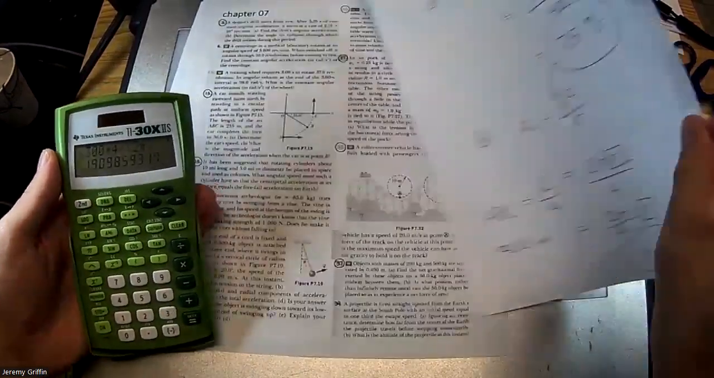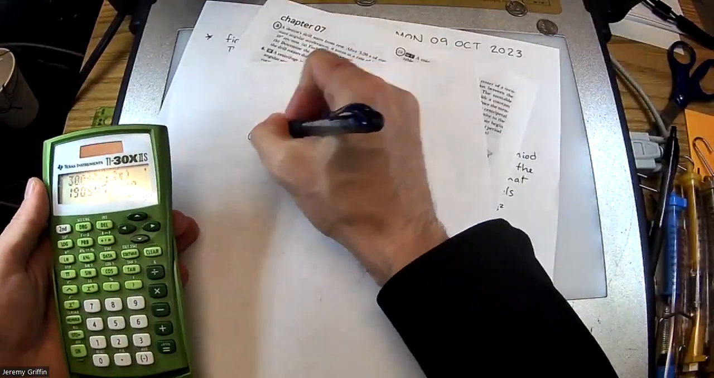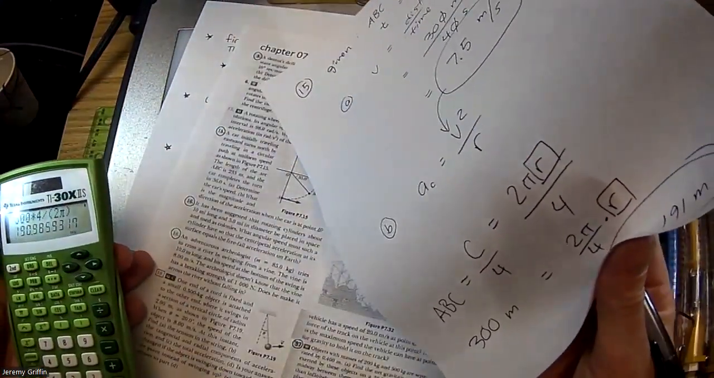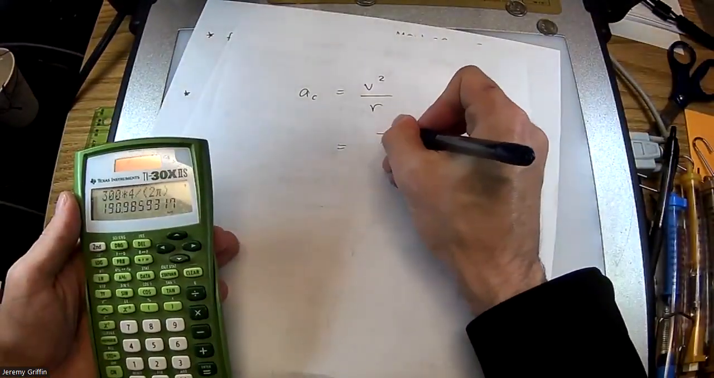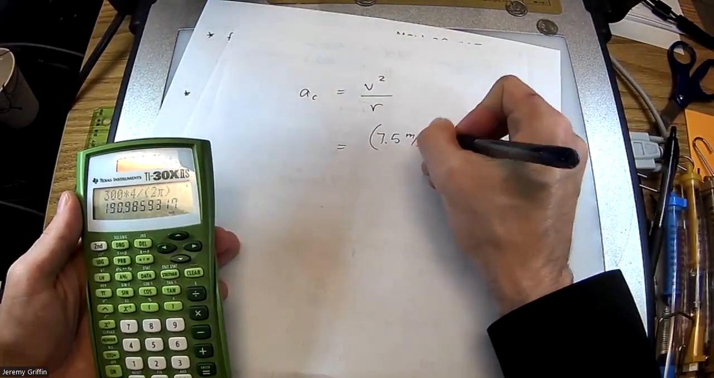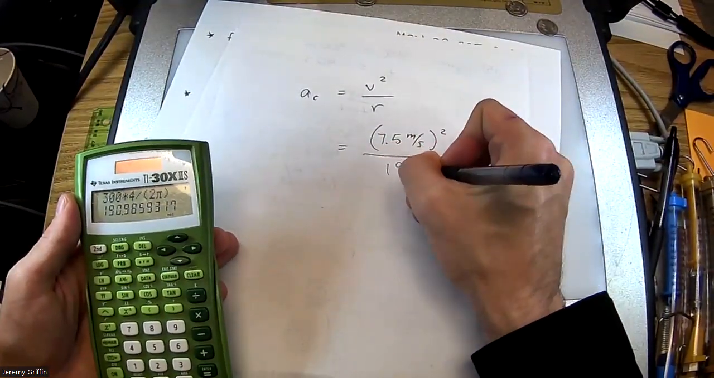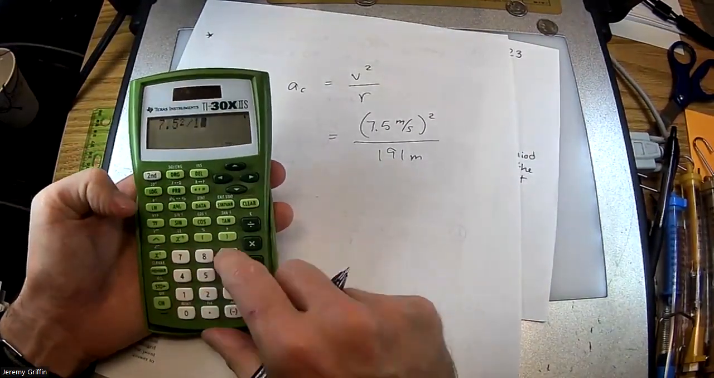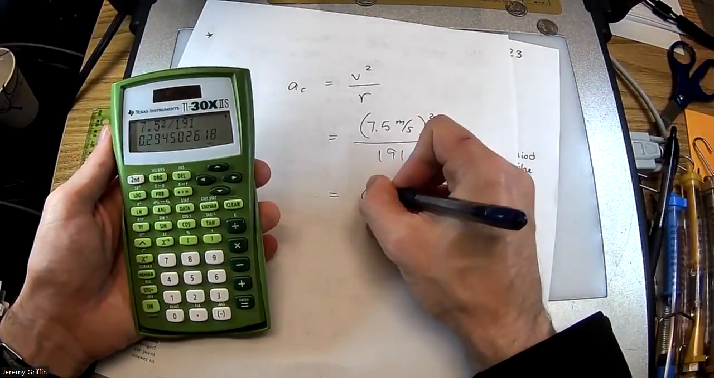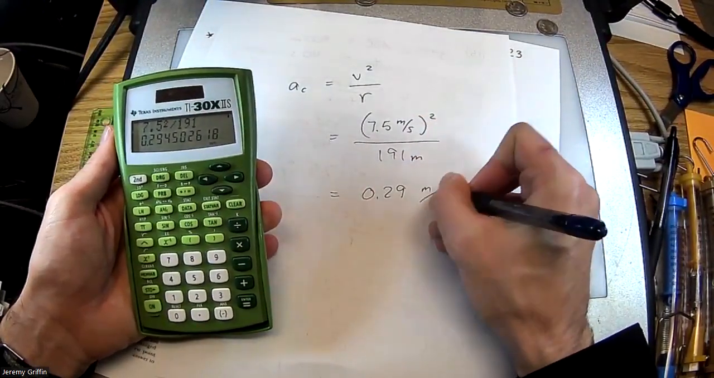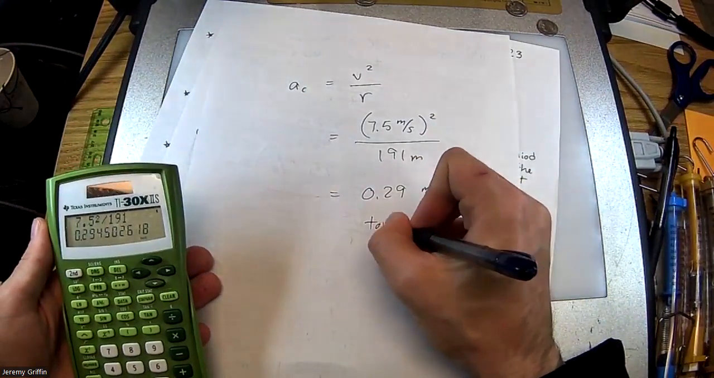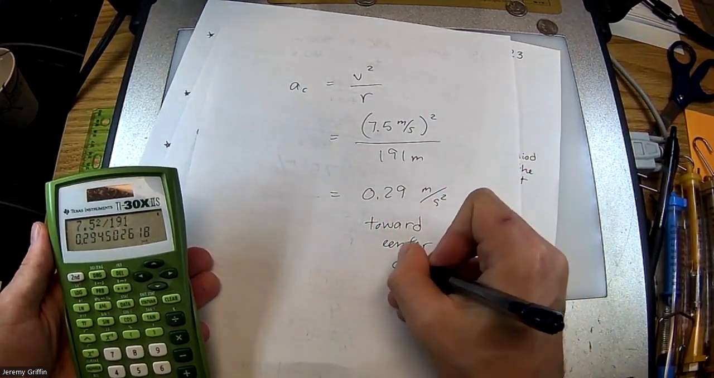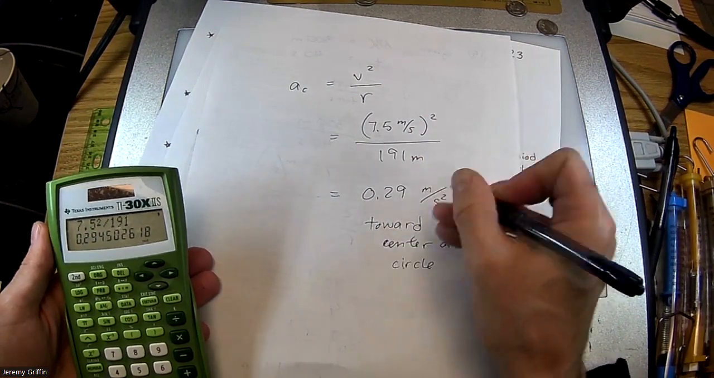So finally, centripetal acceleration would be v squared over r. That's 7.5 meters per second. We're going to square that, divide by 191 meters, r right there. I'm getting 0.29 meters per second squared, and that would be toward the center of the circle, because centripetal acceleration always points that way.